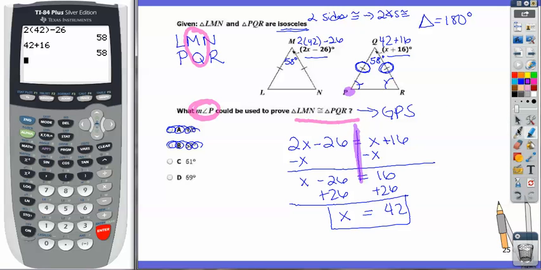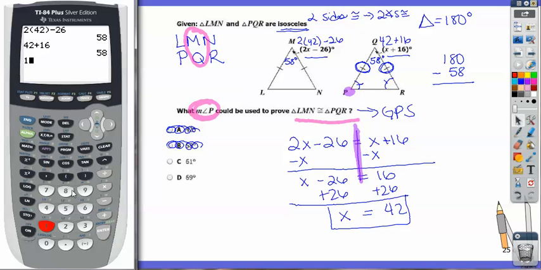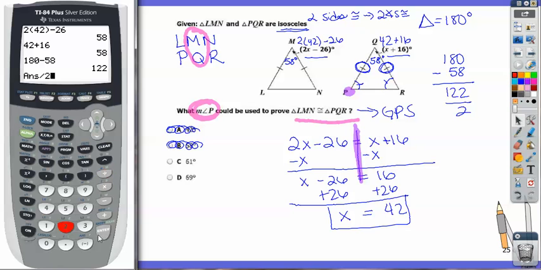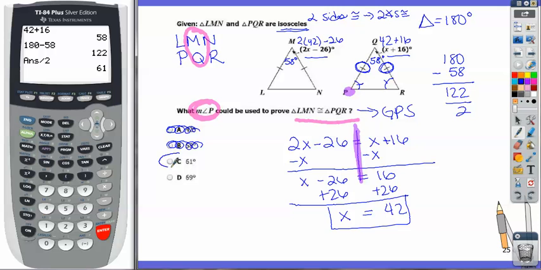So if I take 180 and I subtract 58, what am I going to get? 122. Now, how many do I have to split that amongst? I have to divide that amount by 2. And I get 61 degrees. And that's my final answer.